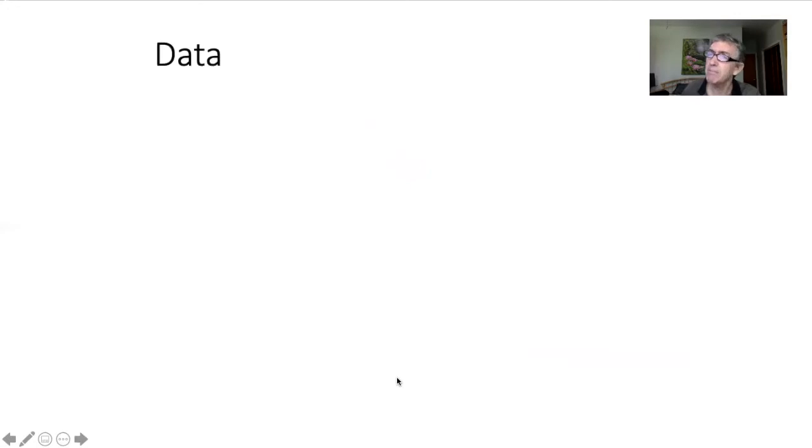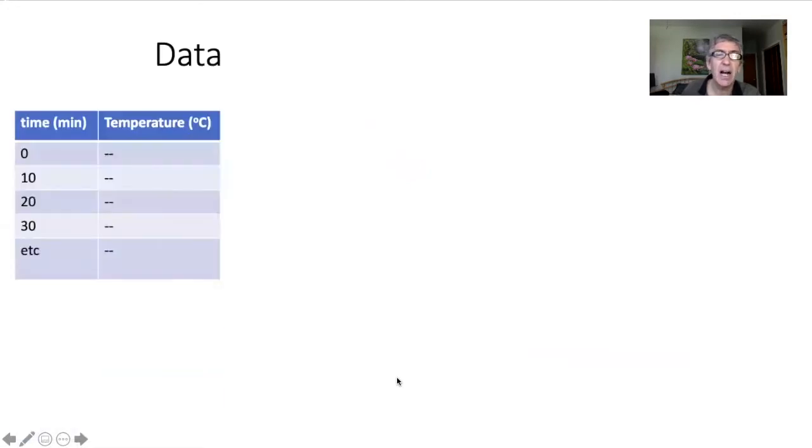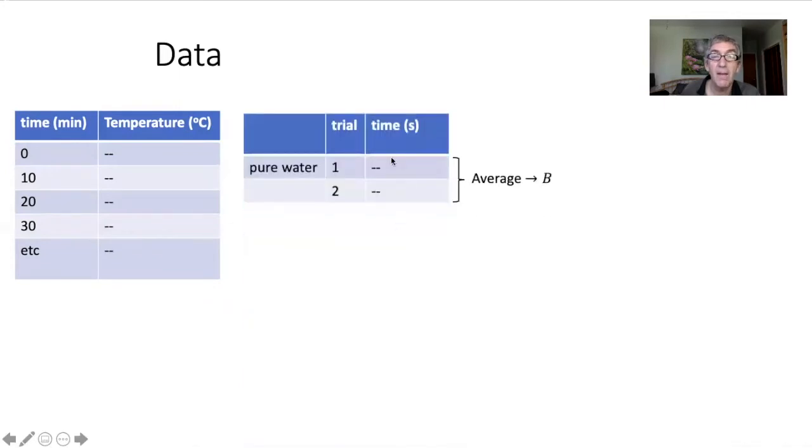What about the data? Let's talk about the data you'll take. I suggest recording temperature versus time at roughly 10-minute intervals, simply so that you have a record and you know that your temperature is constant. So then after that, the first trials you'll do will be of pure water. From that, you can get the apparatus constant B.